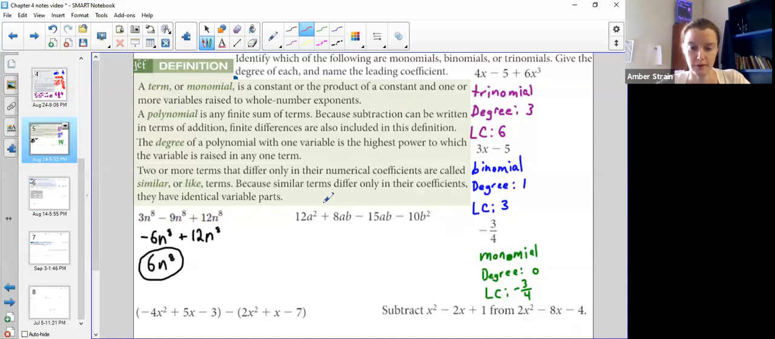So since these are different, we could not combine them. I also could not combine to the back one here, who has a B squared but no A, but these two in the middle both have a single A and a single B, so they would be considered like terms. If I have positive 8 and a negative 15, because remember the sign always belongs to the number behind it, that would combine to make a negative 7. So my final answer would be those two combined to make the negative 7.